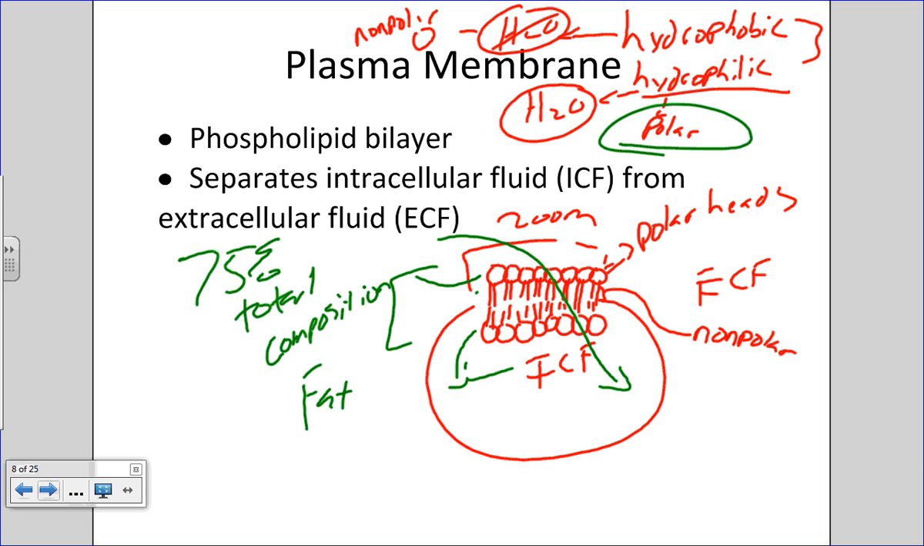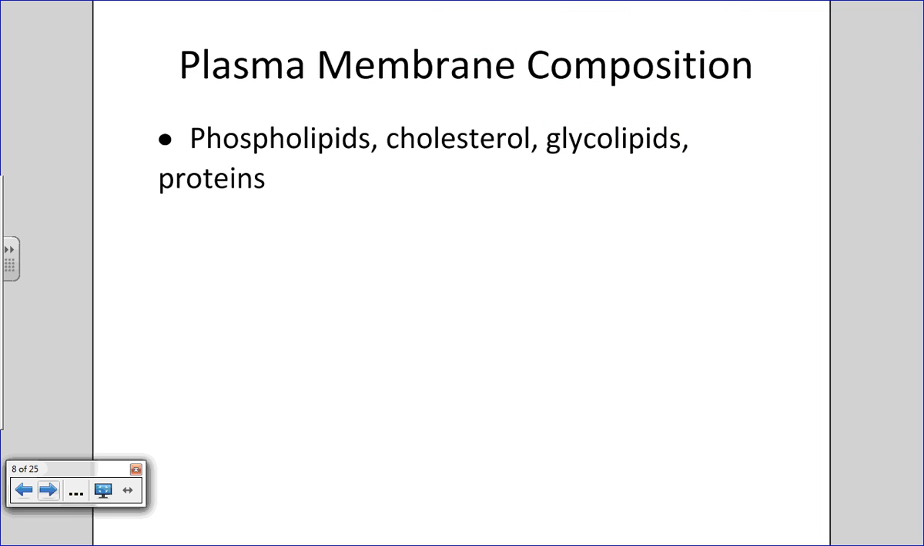So the question you should be asking yourself then is, how do polar molecules, or how do ions work their way into cells? The answer to that is, there has to be more than just phospholipids that make up the cell membrane. There are other components of a plasma membrane as well that give it its dynamic features and function.